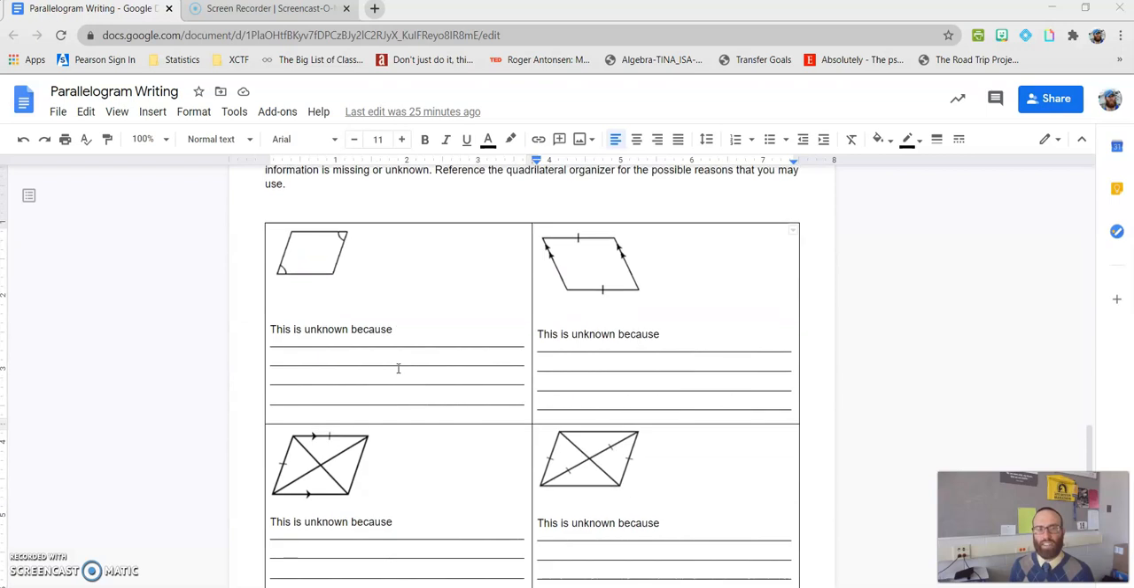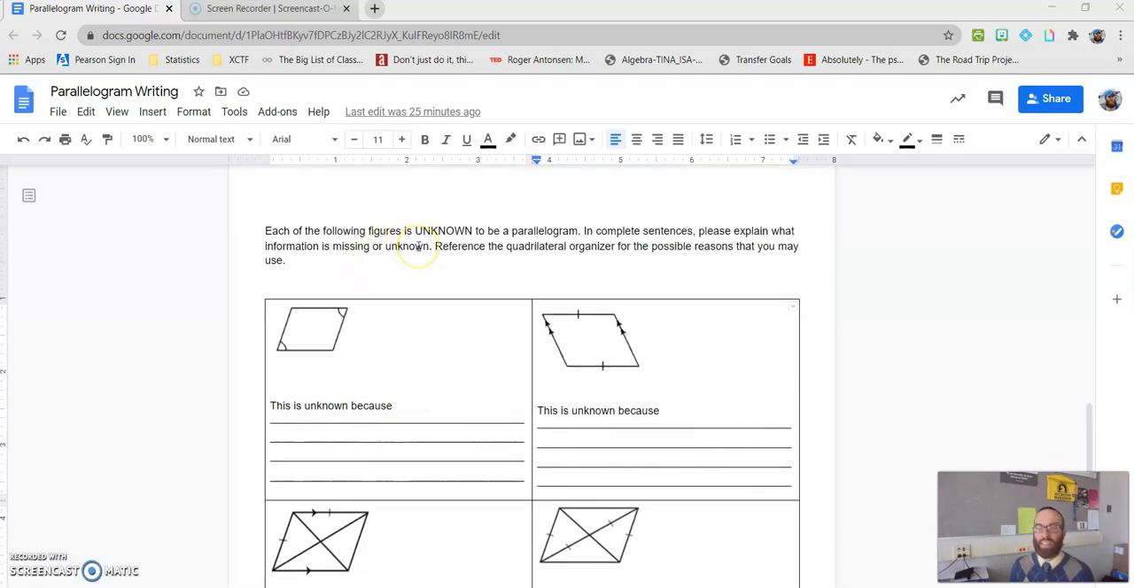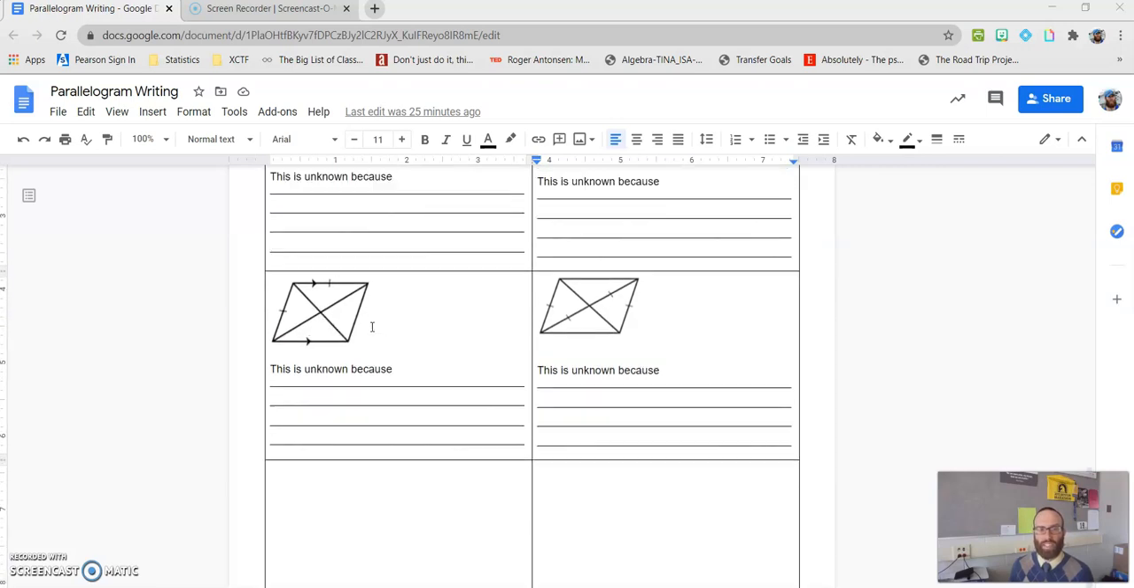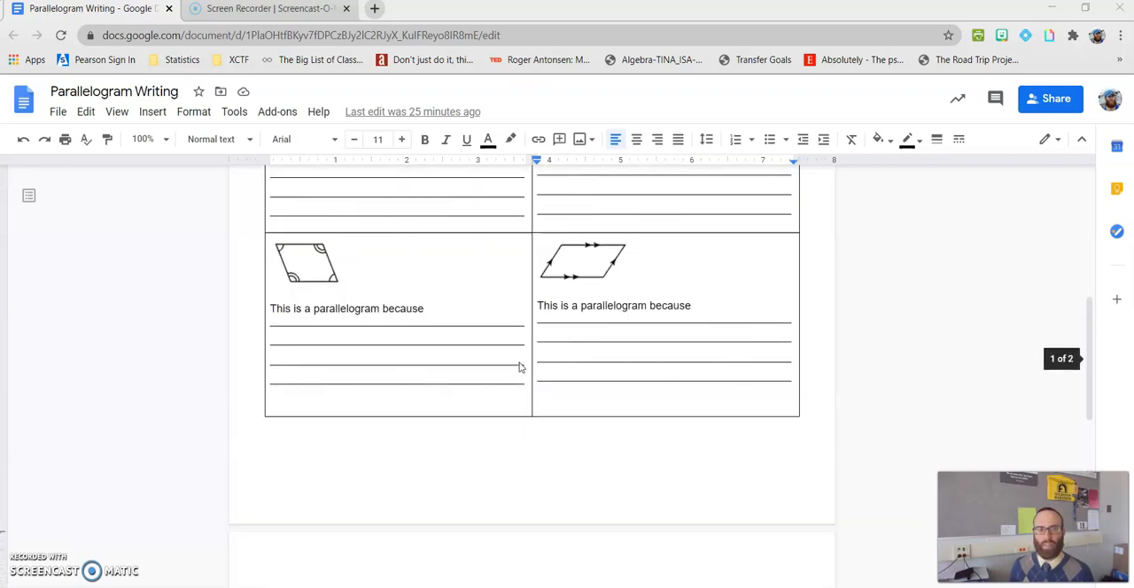As I scroll down on the second page, what I'm telling you is that you don't have enough information in this picture. You have some of the information, but not enough. It might be a parallelogram, but we don't know for sure. You're going to tell me why it's unknown and what else you might need to know. So do you need to know another pair of angles are congruent? Do you need to know another pair of sides are parallel, etc.? There are only 4 of those ones. Again, you can type them right in there and submit all of this back to me.